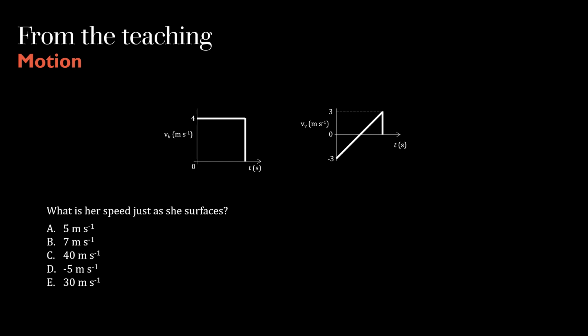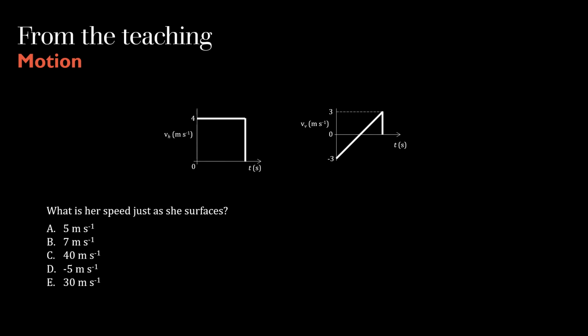So here we have the graphs that were shown. Now the question asks us about two components of velocity, horizontal and vertical, and asks us to find the speed. So this makes us think probably about vectors, one horizontal and one vertical. So we can place them end to end, but it also says just before she pops up for air.